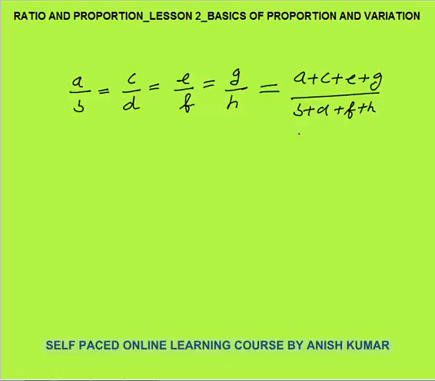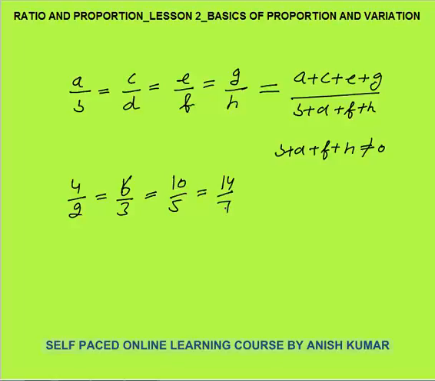But here is a very important condition: b plus d plus f plus h should not be equal to 0, because if it is 0, something by 0 is not defined mathematically. Now for example, if I say that 4 by 2 is equal to 6 by 3 is equal to 10 by 5 is equal to 14 by 7. Are they all equal? Yes, all are equal.